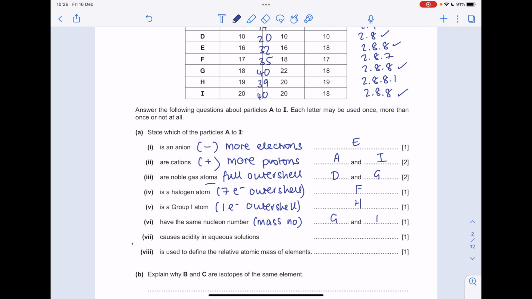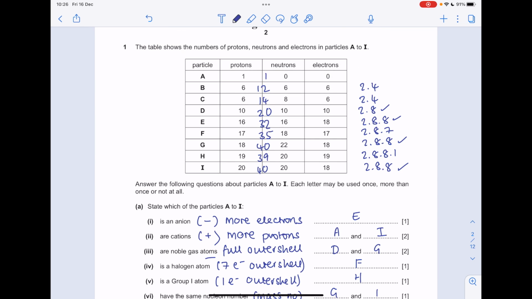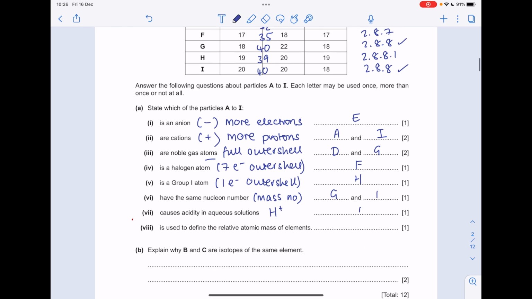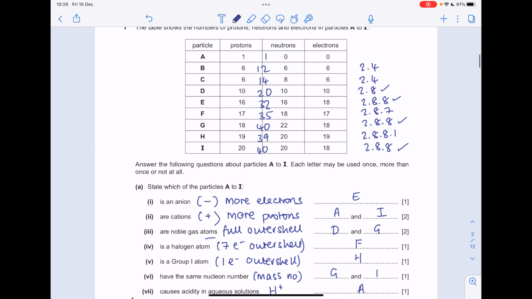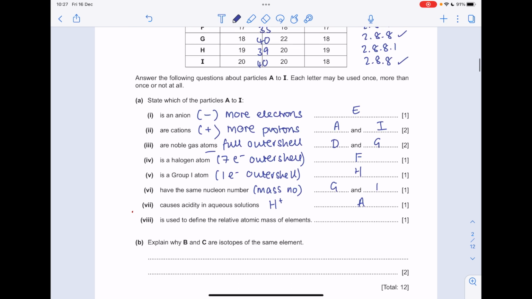Causes acidity in aqueous solutions. Remember, the acidity is caused by the hydrogen ion. So it's the element with 1 proton, so it's A. Is used to define the relative atomic mass of elements. Remember, we compare them all to carbon-12. So carbon-12, that's its mass number. It has 6 protons and 6 neutrons, which you can check in the periodic table, so that's B.